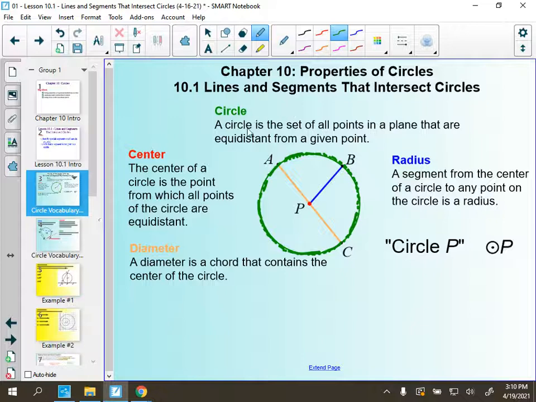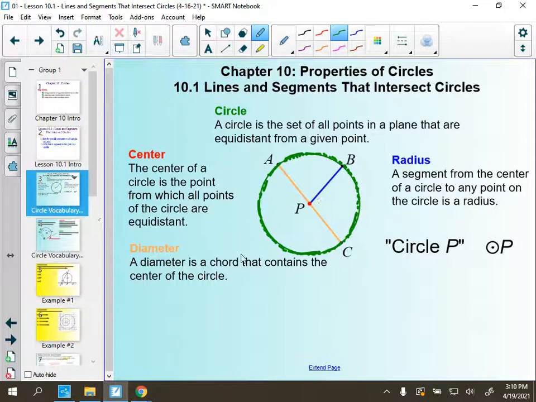Let's talk about the parts here. How do we talk about a circle? We name it using the center. This point in the center makes the name of the circle, circle P. In abbreviation, we use a little mini circle with the center in it, P. So we'd still say circle P using that abbreviation.